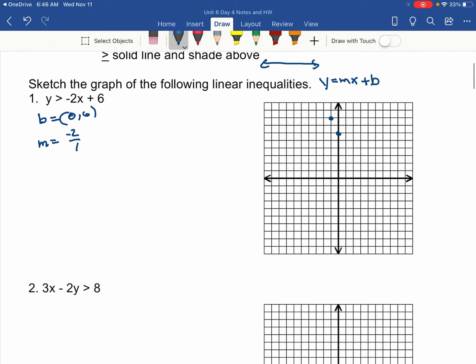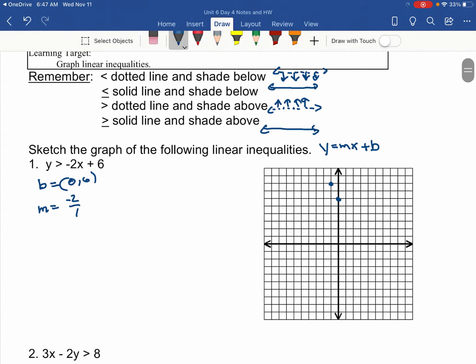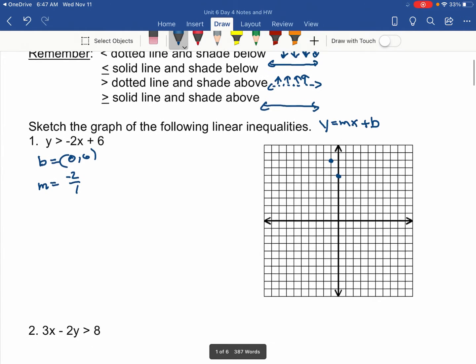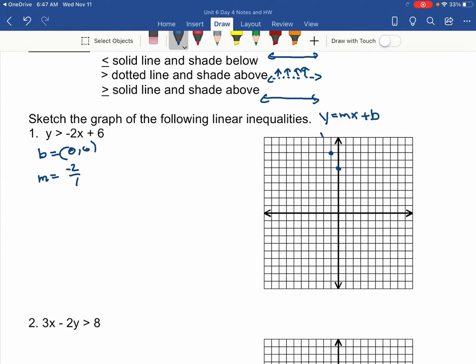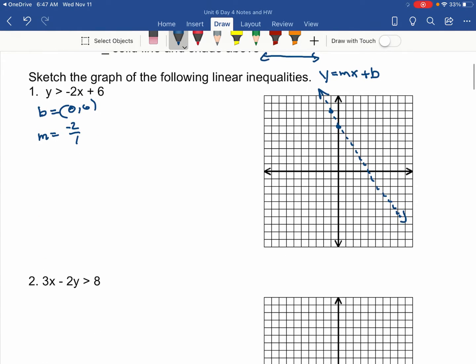So what we need to do is determine, is it solid or is it dotted? Well, greater than only, it is a dotted line. So we're going to connect these two dots with a dotted or a dashed line. You'll hear me say dashed line sometimes in class. If we're graphing just a regular line, then that would be it. But since it's an inequality, it's not just a line, it's an interval. So we need to determine where y is greater than that line.